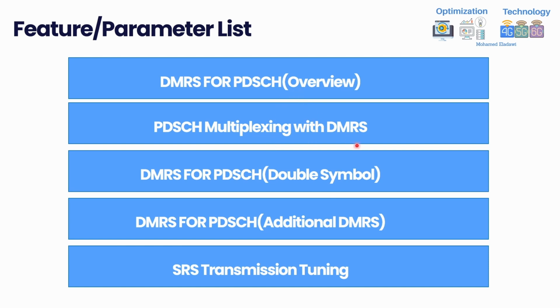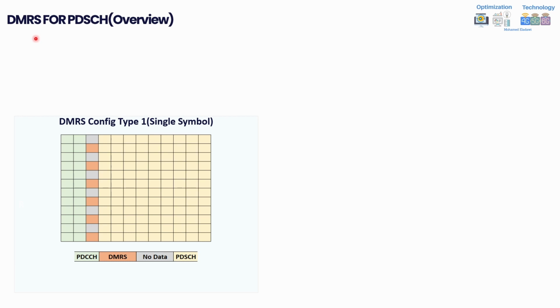Before going into the three features and parameters related to the PDSCH DMRS, we'll first be covering the overview of DMRS, how it's working, what are its characteristics, and so on, just to have a high-level idea before digging in. Okay, before moving into the details of features and parameters related to the PDSCH DMRS, I first need to give you a high-level introduction about the DMRS for PDSCH.